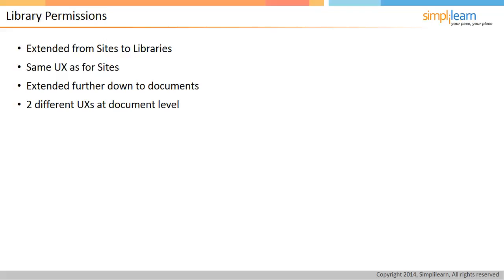You can go into the document library's settings page from where you can access the permissions screen. From here, the method of breaking the inheritance and granting or revoking rights follows the same flow as for sites. This is something that you've learned about and seen in a previous lesson.